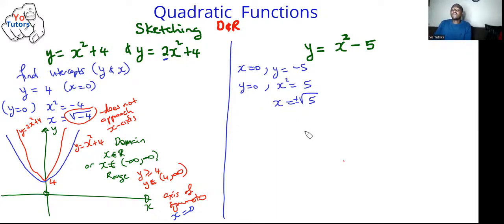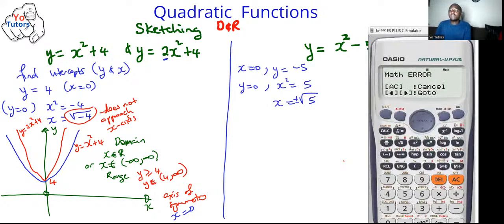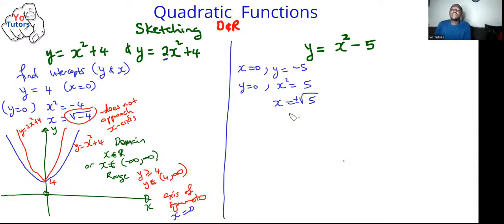We don't want to stress ourselves and write the decimal here, so your value is going to be plus root 5 or negative root 5. That's what it means. So these are the x-intercepts. Then when it comes to sketching, what do we do? Let's draw our graph. Our graph is like that.